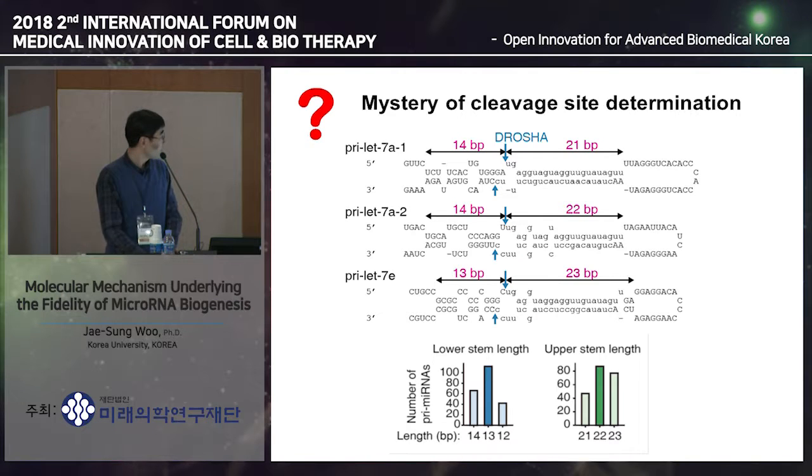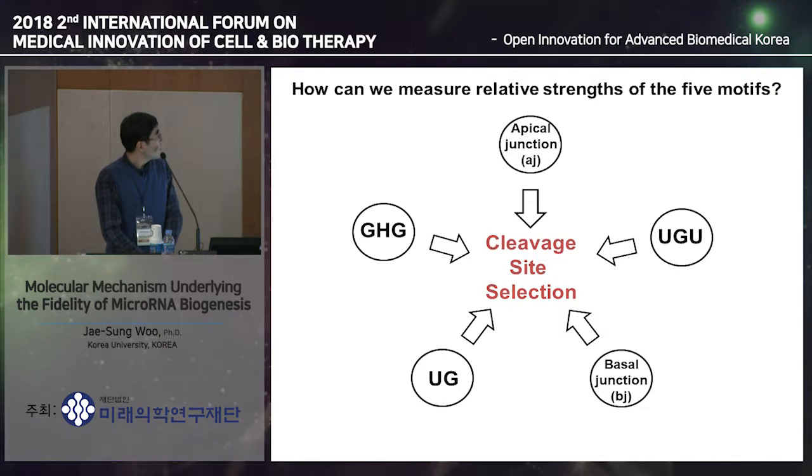They are various. In other primary microRNAs, about 200 have been tested, and many have a 13 base pair lower stem length, but 14 and 12 base pairs are still found. Many primary microRNAs also have 21 and 23 base pair upper stem lengths. So it seems clear the cleavage site is selected by these 5 different motifs, but the distance is different from each other.